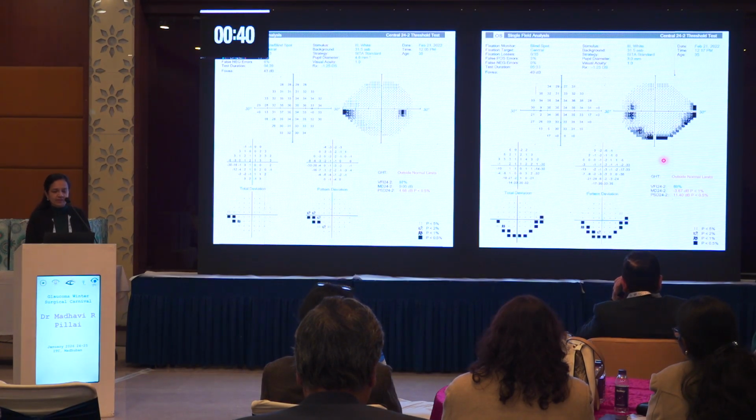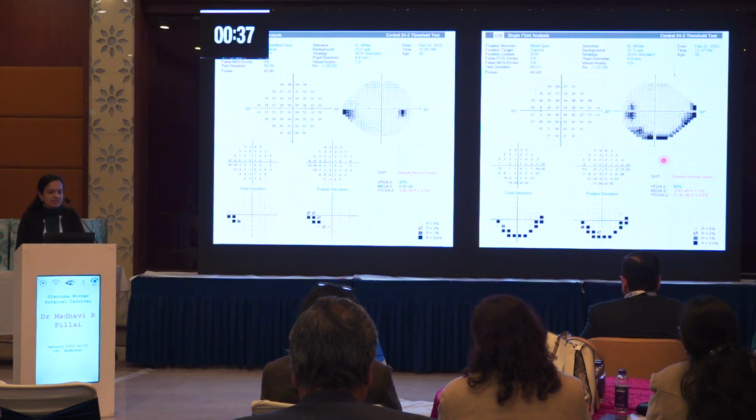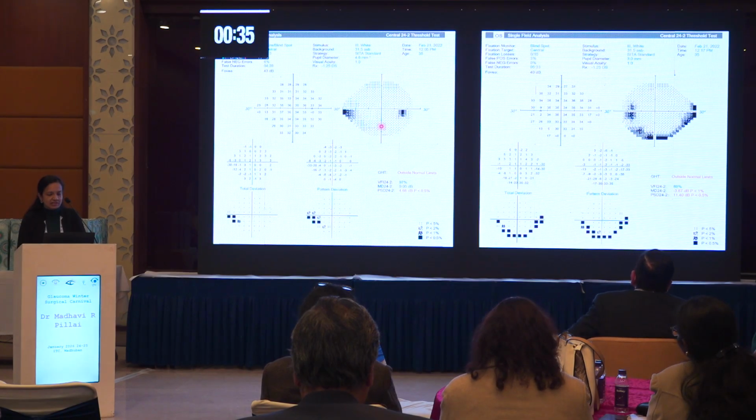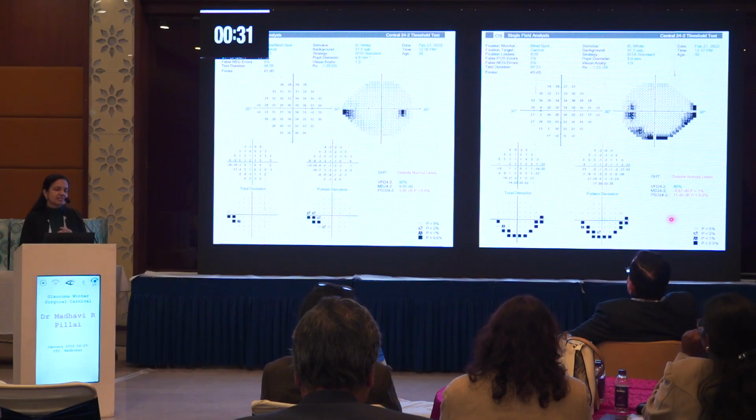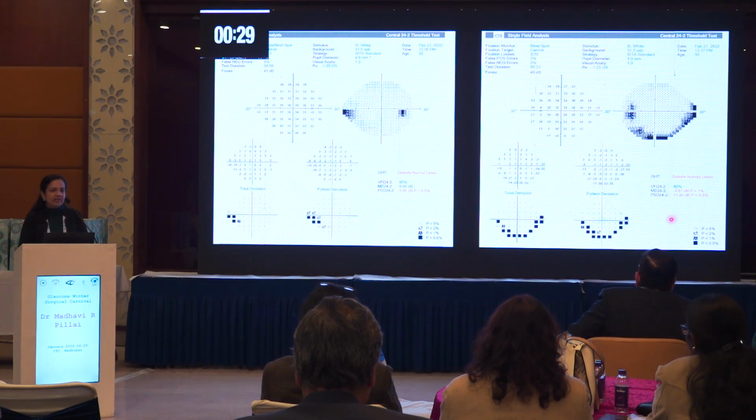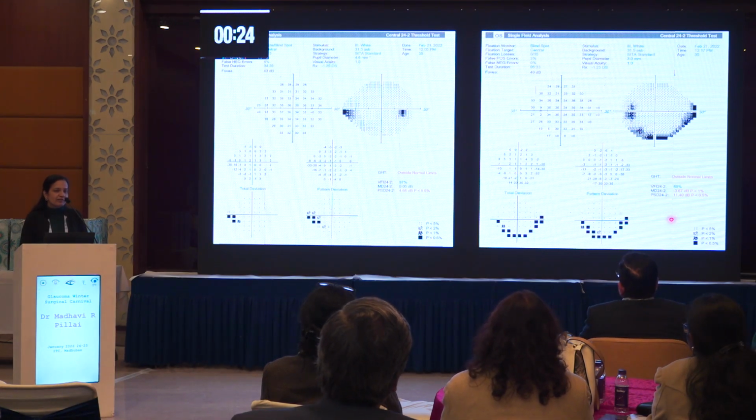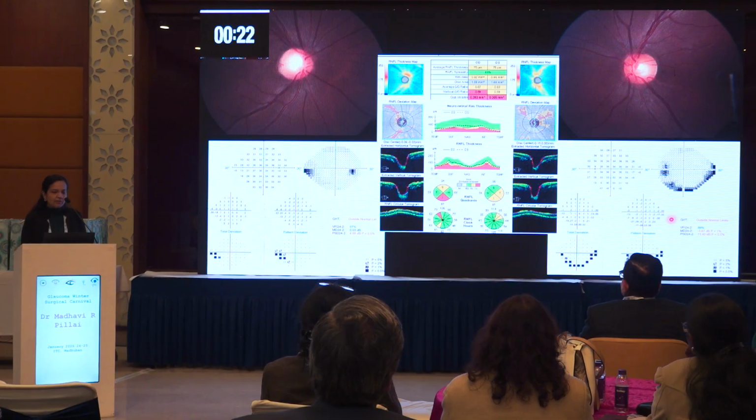I'll end with this particular example. So in this particular patient, you can see this is the right eye of the patient and this is the left eye of the patient. In one glance, what do you feel? You feel that the left eye is more affected than the right eye. So let's have a look at the other things.